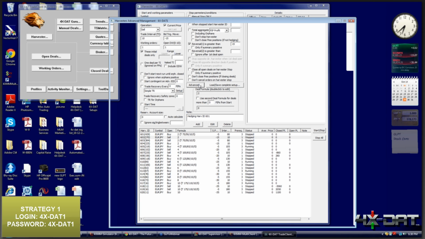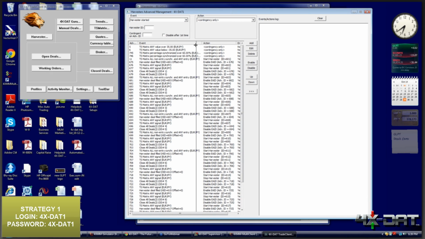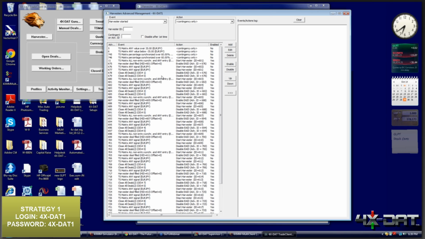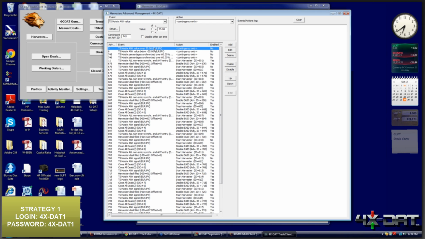We can also look at the advanced algorithms that are being employed here. There are several dozens of them. I'm not going to go into the details as to what each and every one of these algos does. Suffice it to say that each one of these advanced settings is based on a certain event in the market, and that event calls out an action. Some of these actions are contingencies only, meaning that a certain condition has to be present in order for the algorithm to be activated.